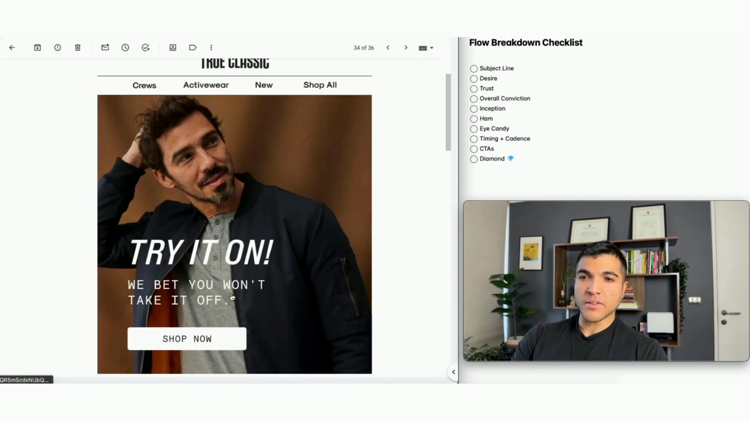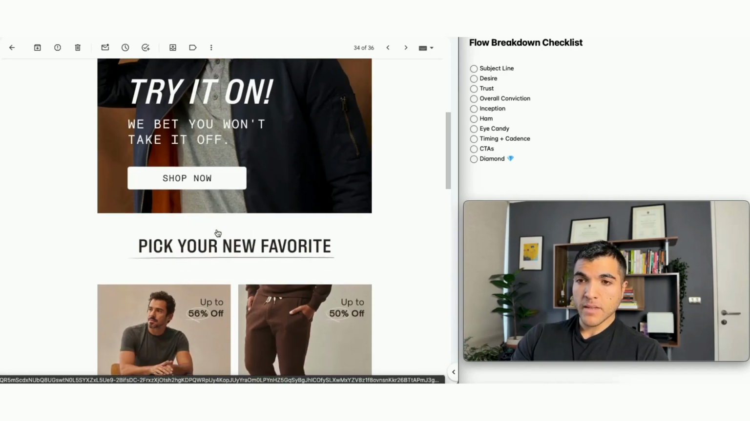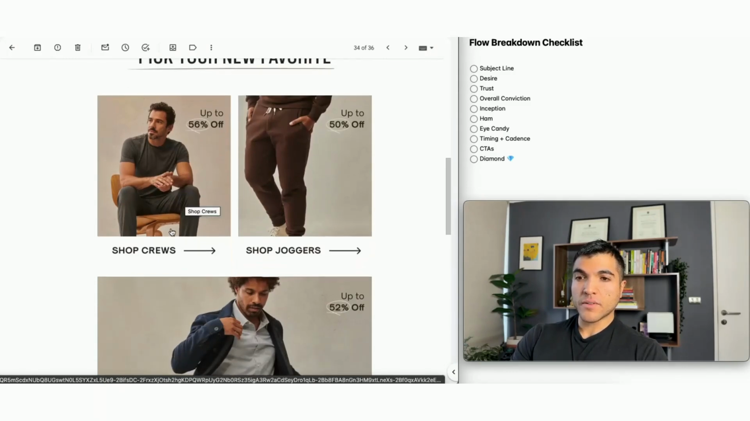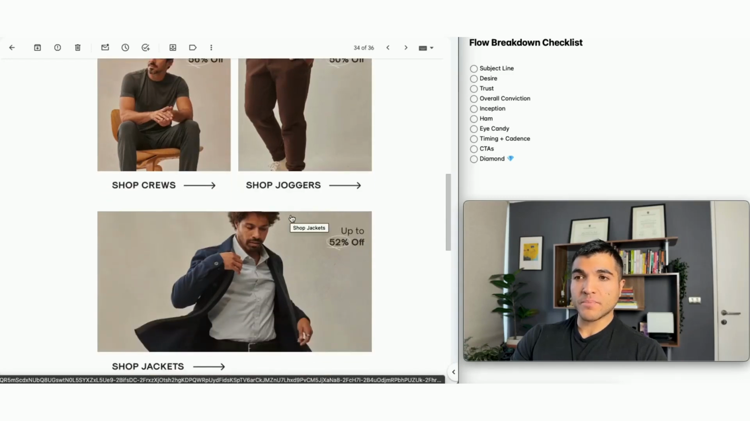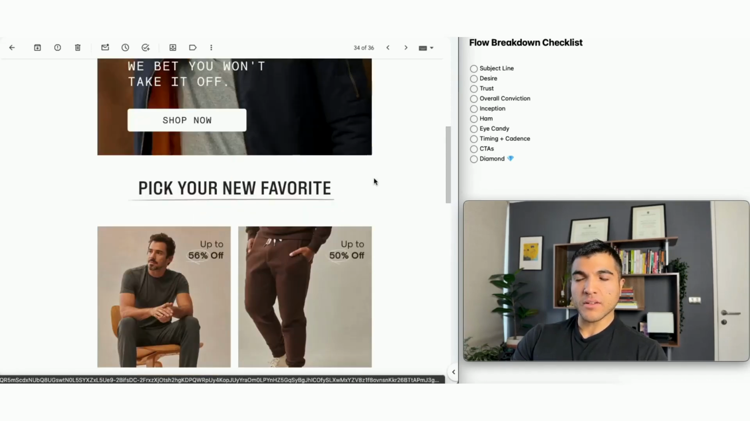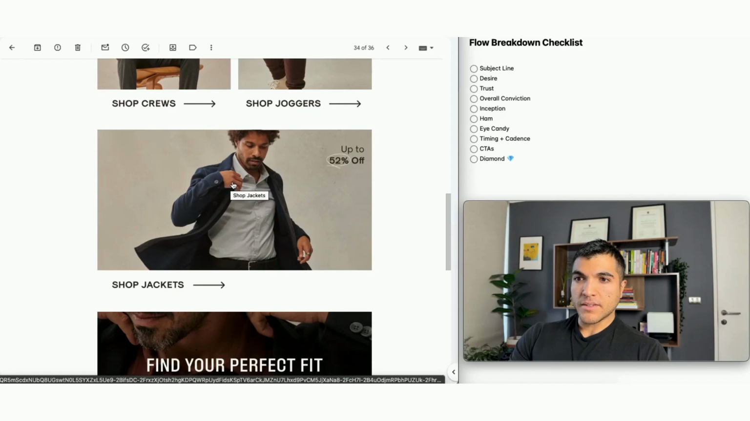Try it on. We bet you won't take it off. This is okay. It gets your attention at least. Pick your new favorite. Playing on some offer, curious, jogger. So they are now pointing you to best sellers. So we browsed a t-shirt, right? I was browsing t-shirts, but they are now sending emails about just best sellers and jackets.